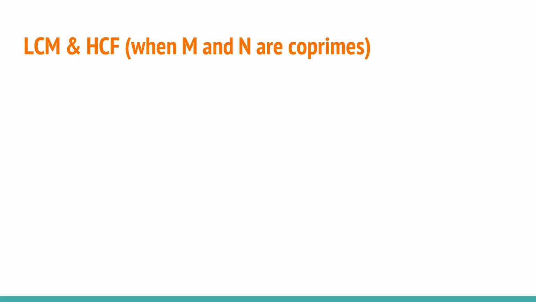Okay. So next, when m and n are co-primes, that is when their HCF is 1. So when m and n are co-primes, their HCF is equal to 1, and the LCM is nothing but the product of m and n. So when m and n are co-primes, their HCF is 1 and the LCM is the product of the two values.